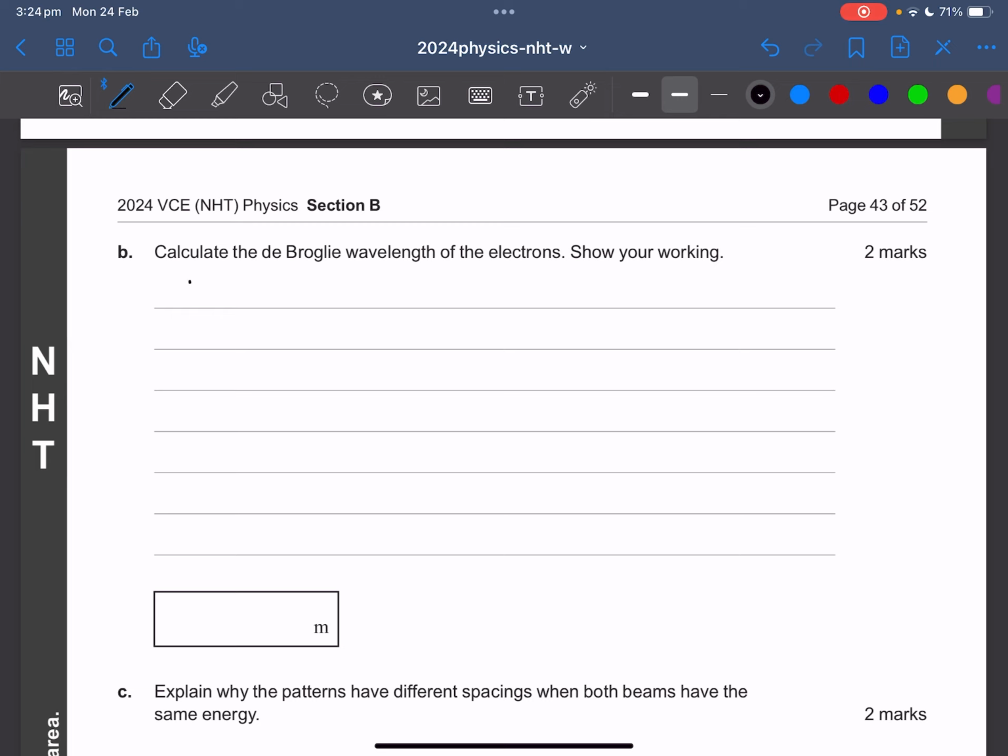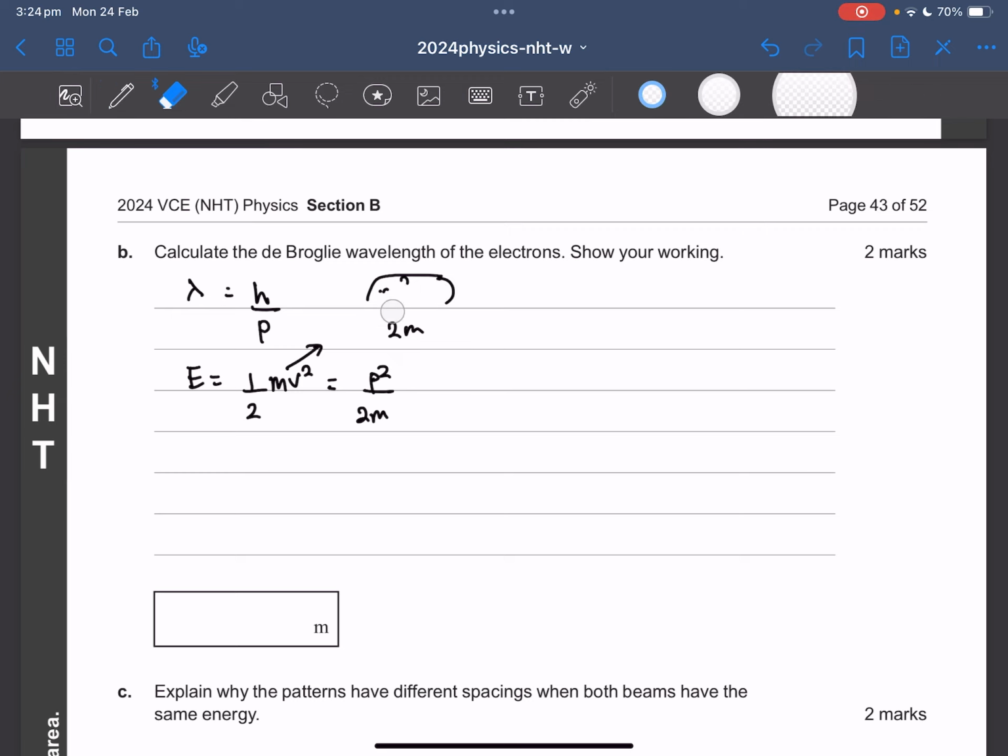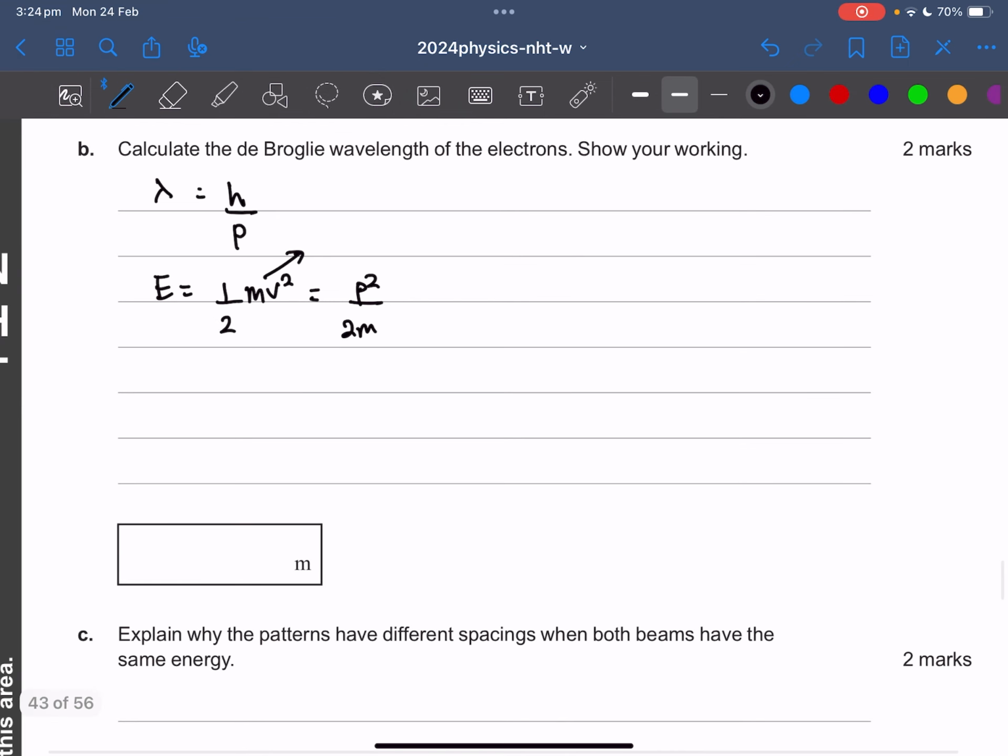Okay, so we have lambda equals h on p, right? And then we know that E equals half mv squared, which equals p squared on 2m. How did I get that? Well, I can express this as m squared v squared on 2m, and this will basically become p squared, which is the momentum squared. Okay, so that means we have E equals p squared on 2m.